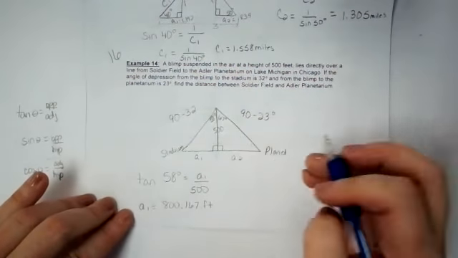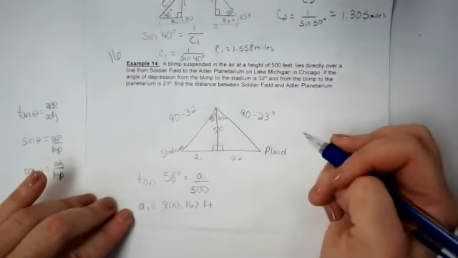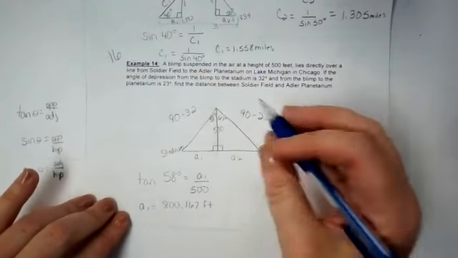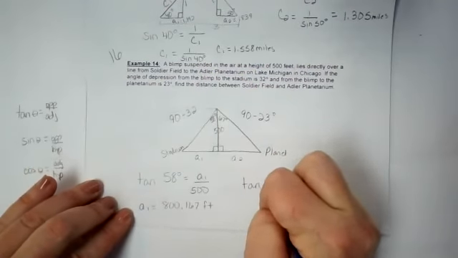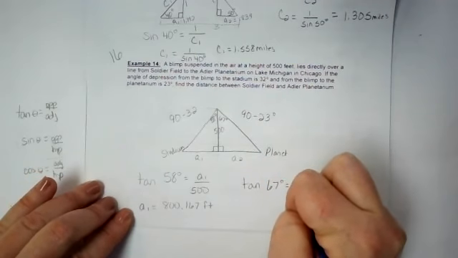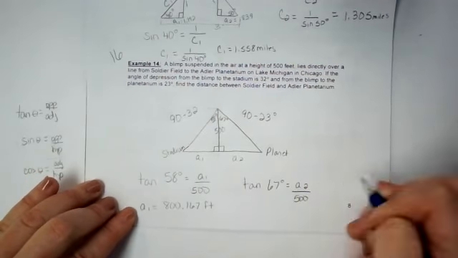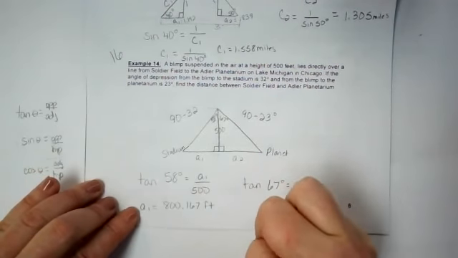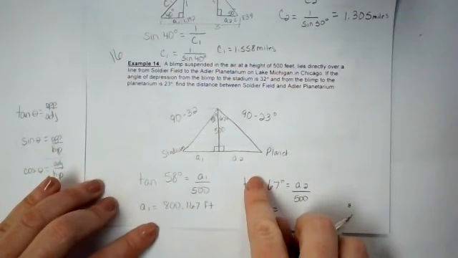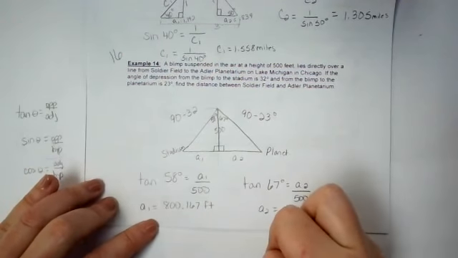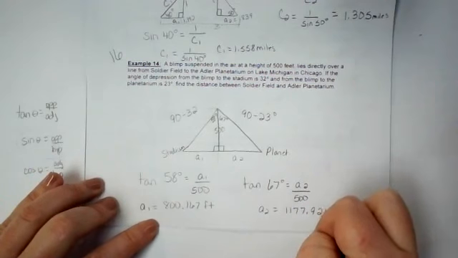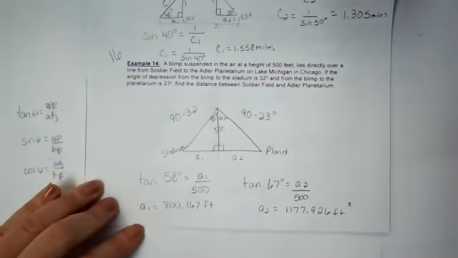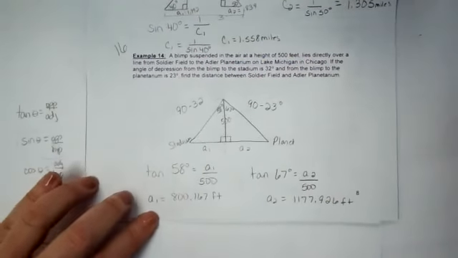There we go. Okay, over here, I'm going to do the same thing. I have 67 degrees. I want opposite. I have adjacent. So the tangent of 67 degrees is opposite over adjacent. That's easy, right in our calculator in degree mode. This is going to be 1177.926 feet.